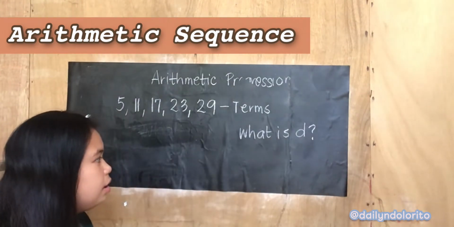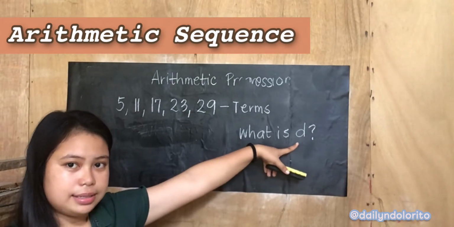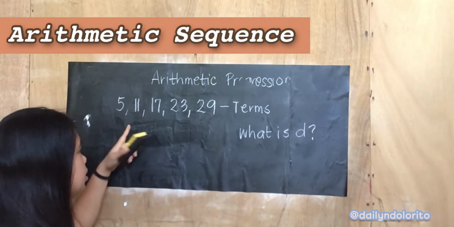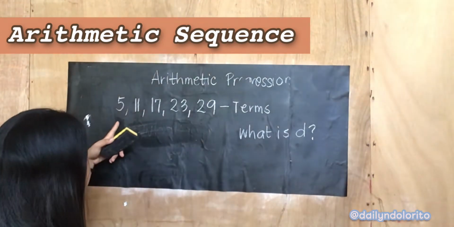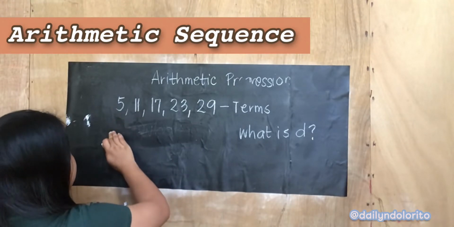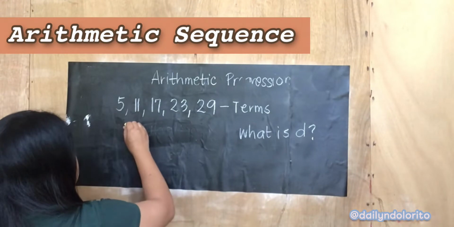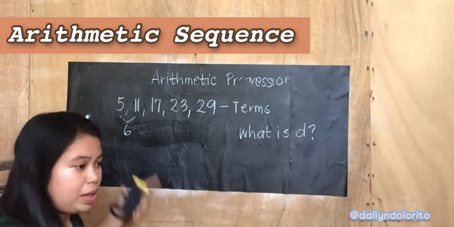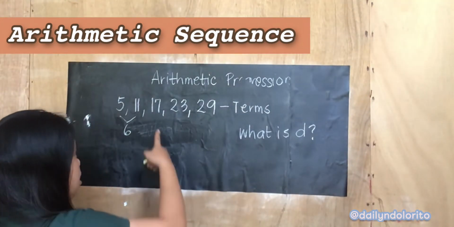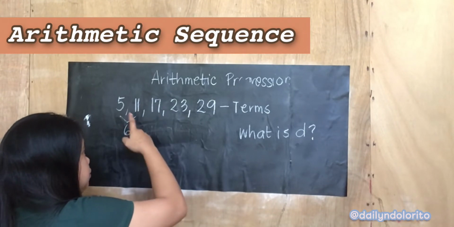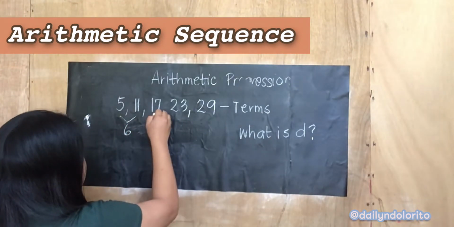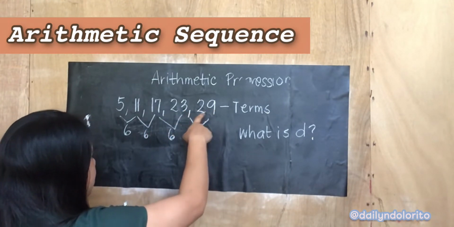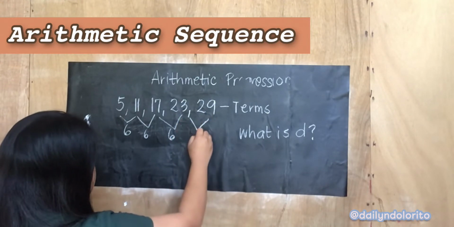Common difference is also known as D. So let's first subtract the second term and the first term. That is 11 and 5. 11 minus 5 is 6. This 6 is the common difference, which is constant if you subtract the third term from the second term. So 17 minus 11 is 6. 23 minus 17 is 6. 29 minus 23 is 6.